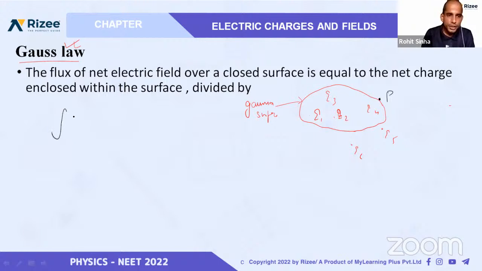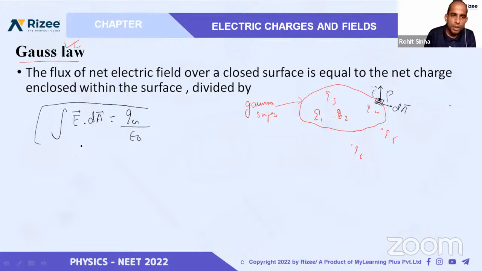Then Gauss told that the closed integration of the electric field present here, and if we take a small area, let us suppose dA, the dot product of the electric field at this point and the area dA is equal to the charge enclosed in this Gaussian surface divided by a constant called epsilon naught, the permittivity of vacuum. And it's very important.